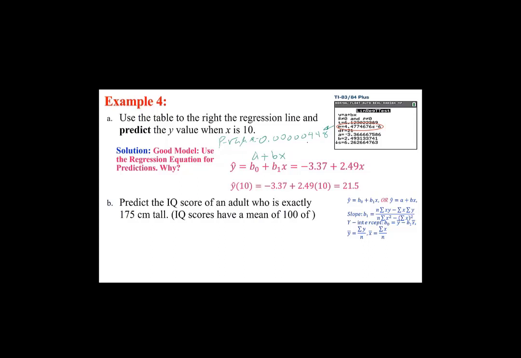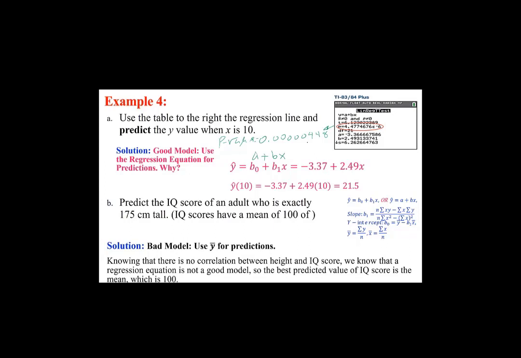But if you look at part B, predict the IQ scores for an adult who is exactly 175 centimeters tall. That makes no sense whatsoever. By that I mean there is no correlation between IQ and height, and therefore you use what? Y bar, and that is the mean, which is 100.